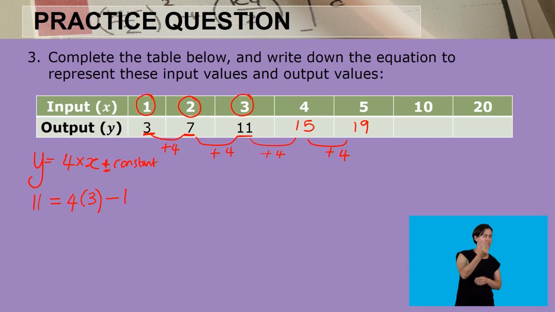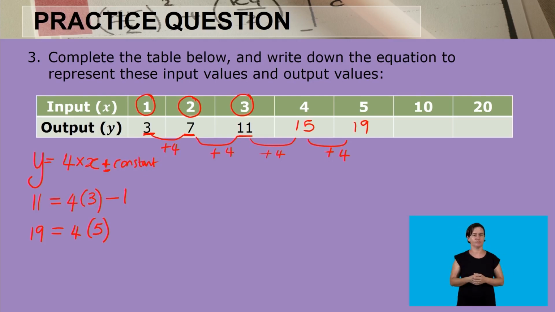Let's check with another input and output value to see if we are correct. We can take the input value of 5, which gave us an output value of 19. So we know that we are going to take 4, which is our constant difference there. We're going to multiply it with the input value of 5. And we are going to see what constant we need to add or subtract to get to that 19.